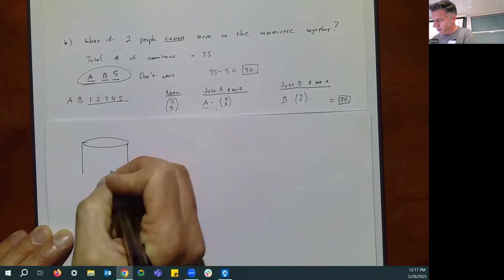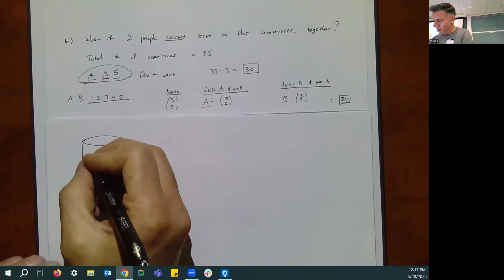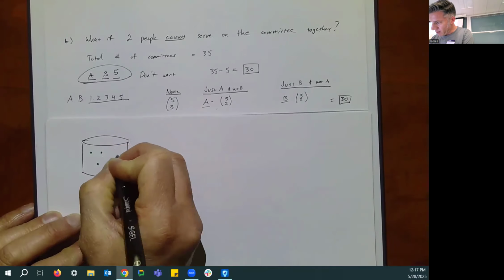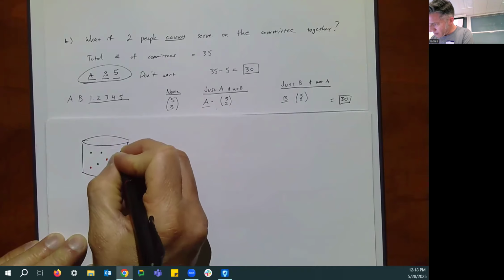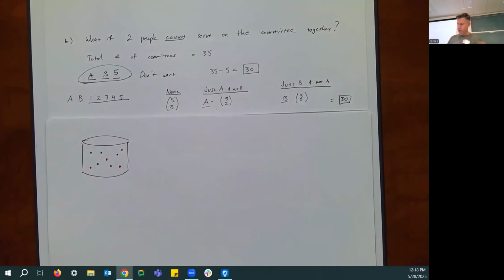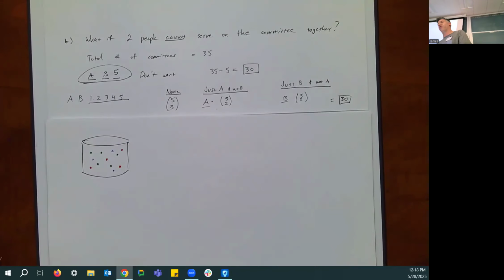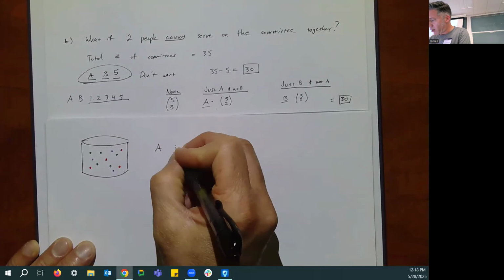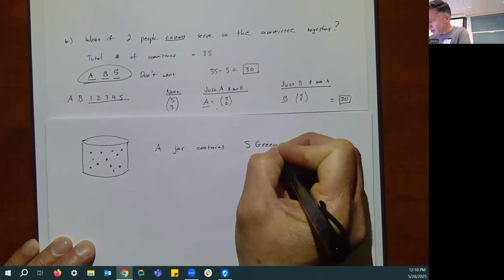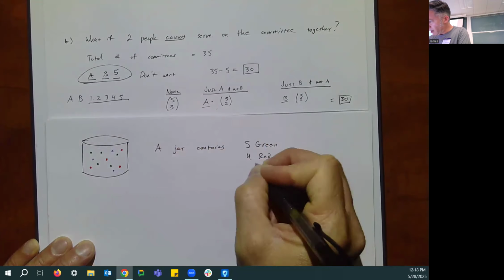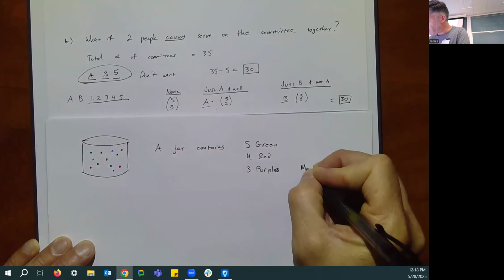So we've got a jar, and our jar contains some marbles in it. So 5 green ones and 4 red ones. Might as well use the colors while I've got them. And 3 purple ones. Yes, let's write this down. I know we don't really have to draw a picture here, but I just like drawing a picture. So a jar contains 5 green, 4 red, and 3 purple marbles.